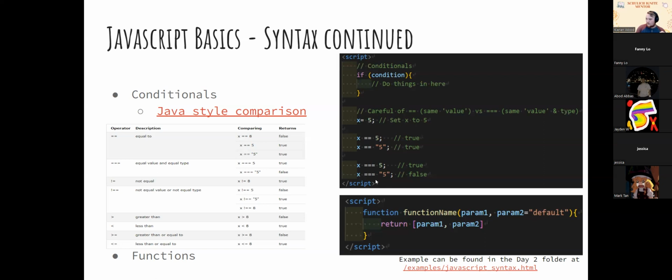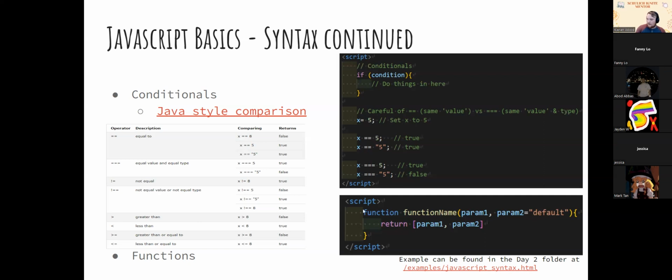Whereas this, with the triple equal signs, is a strict comparison, which means it has to be the same value and the same type. So it won't try and do any converting. It won't try and do anything for you. It will strictly compare these things. And if you want to do the not equals version of strictly checking, then you do a not and then two equal signs instead of one. And then greater than and equal to are the same as they would be in any other language.